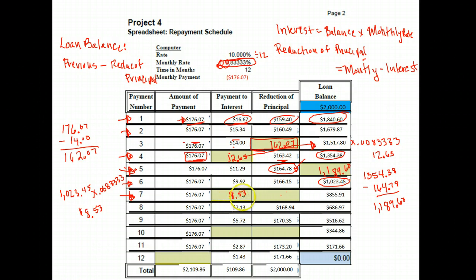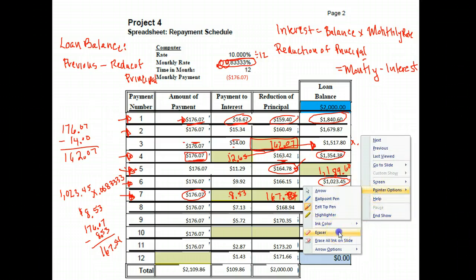Okay? Then our reduction to principal is whatever's left of our payment after we paid interest. So we take the $176.07 and subtract from that the amount that went to interest, $8.53. Okay, and we get $167.54. Sorry, that's really ugly.